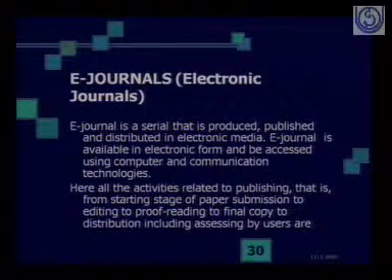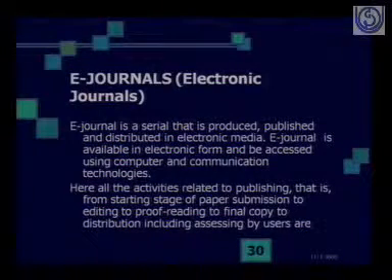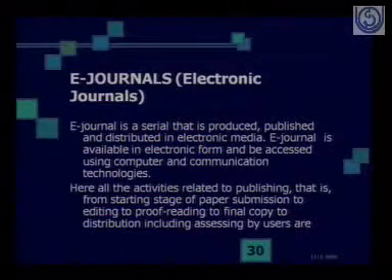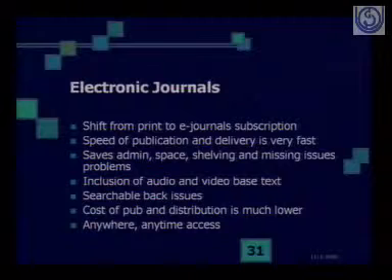Let's now move on to the next category, that is the e-journals or the electronic journals. Now just like the serial publications, the journals, we also have the electronic journals. These are nothing but journals or serials that are produced, published and distributed in electronic media. E-journal is available in electronic form and can be accessed using computer and communication technologies. Here all the activities related to publishing, from the starting stage of paper submission to editing to proofreading to final copy to distribution, including accessing by the user, are carried out in electronic form, on computers.